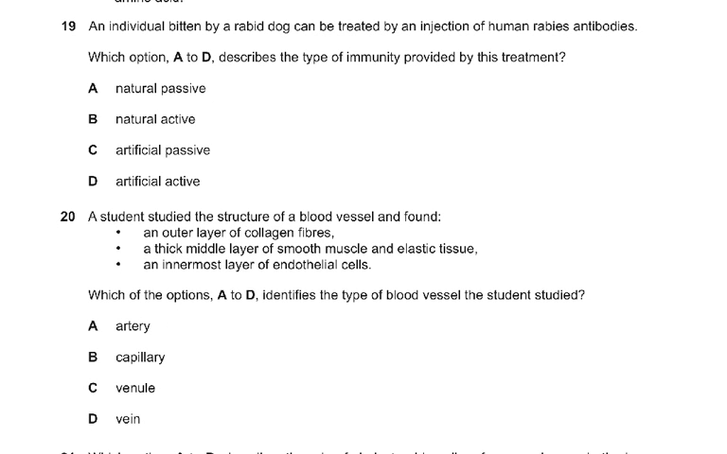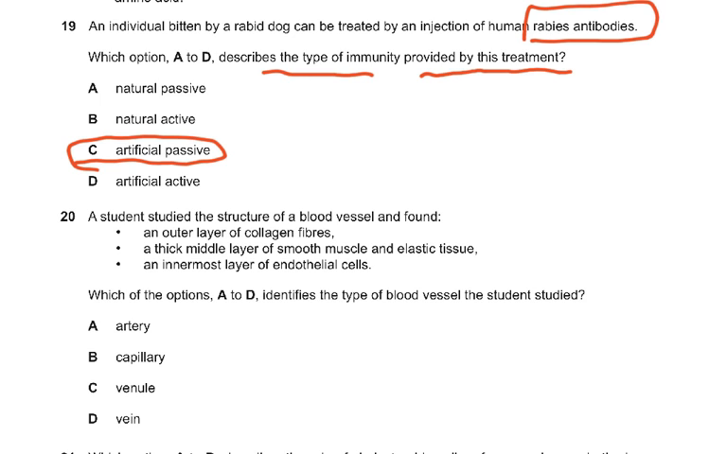And question number 19. An individual bitten by a rabid dog can be treated by an injection of human rabies antibodies. Antibodies, passive immunity. Which of the options A to D describes the type of immunity provided by this treatment? You see, when you give antibodies, it can be either natural passive or artificial passive. And because you are giving them an injection of human rabies antibodies made in the lab, the answer would be artificial passive. Natural passive would have been if it was from mother to fetus, either across the placenta or in breast milk.